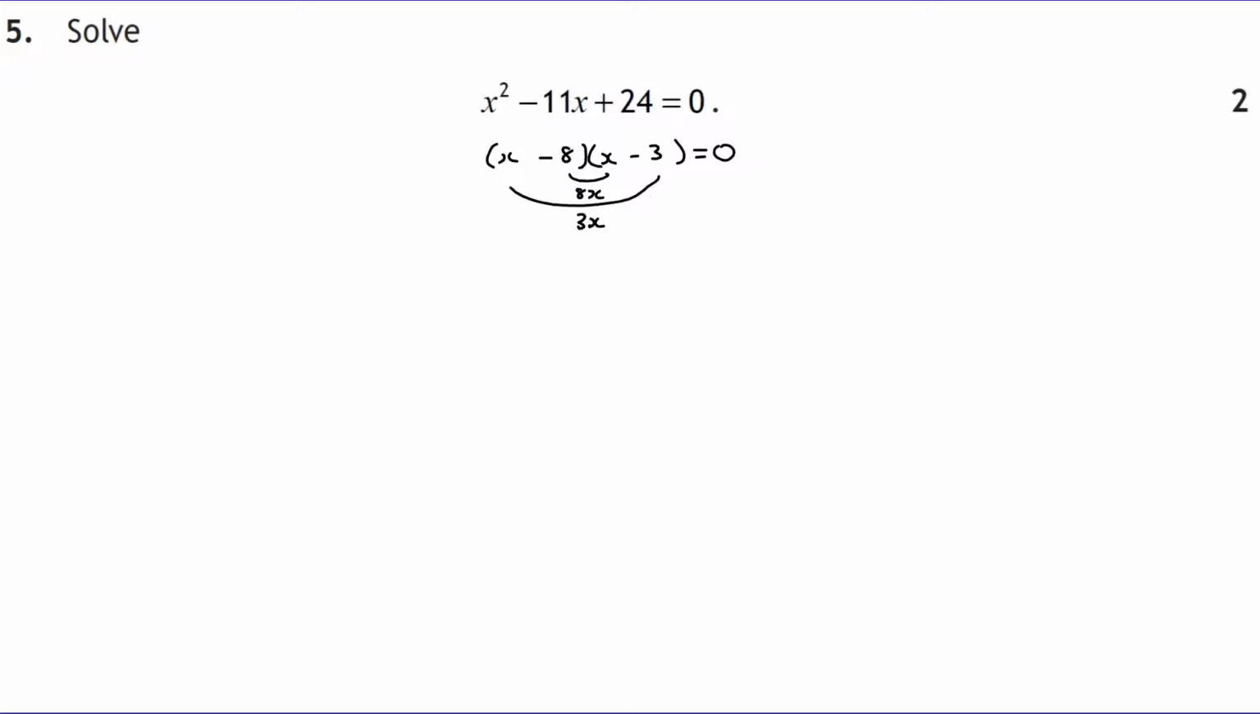x times x gives us x squared. At the end, -8 times -3 gives us the positive 24, and our combined terms in the middle, both being negative, give us the negative 11x. So we want to bring this equation down here and this one down here, set each one equal to 0, and then solve. So x equals 8 for the first one and x equals 3 for the second.